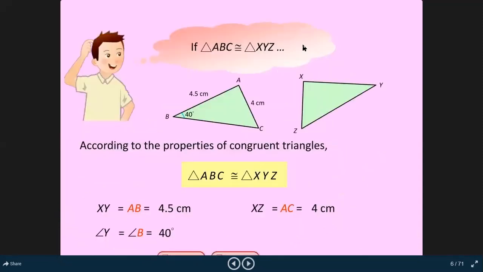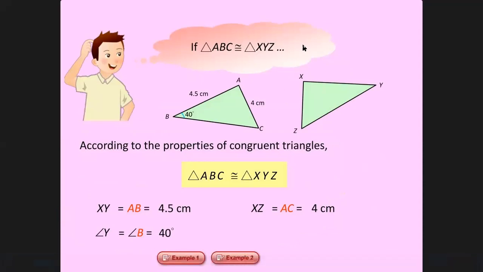Let's move to the next question. In case we have two triangles that are already congruent, according to the properties of congruent triangles, please find the length of XZ.